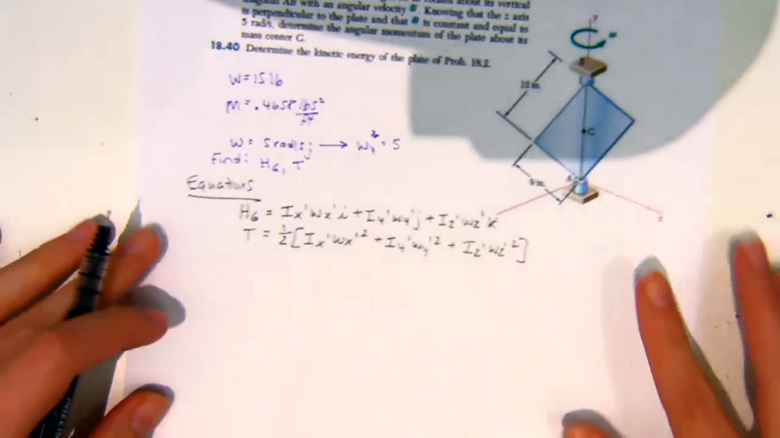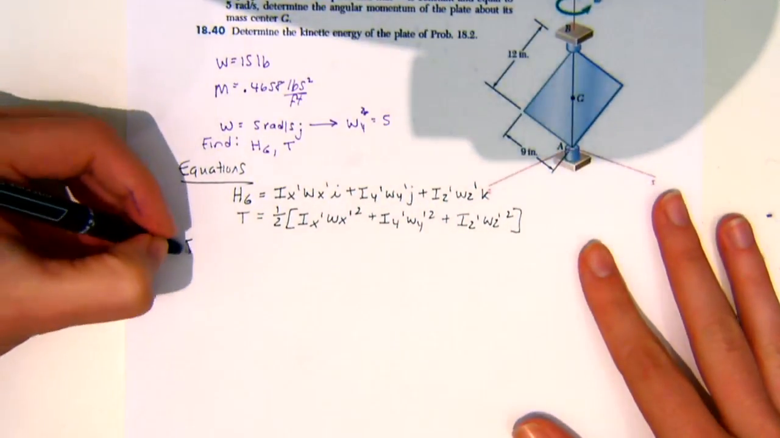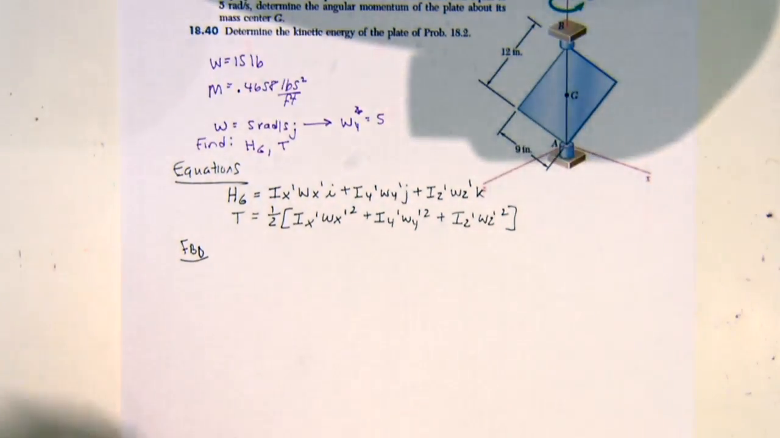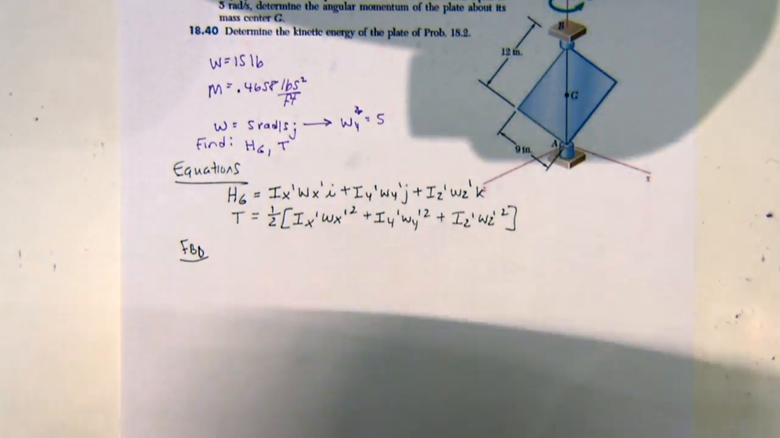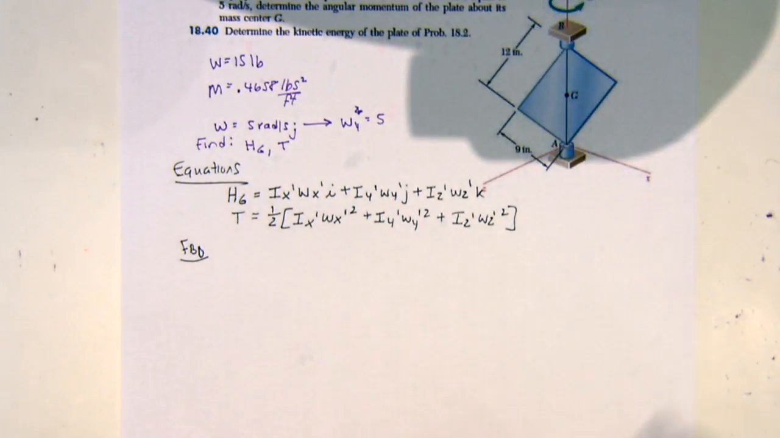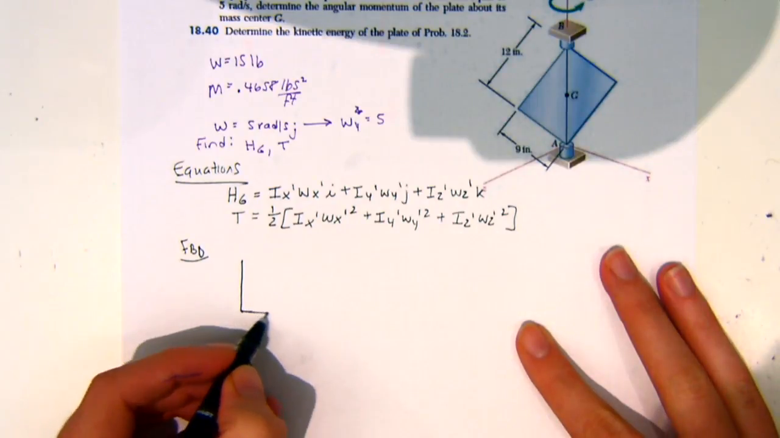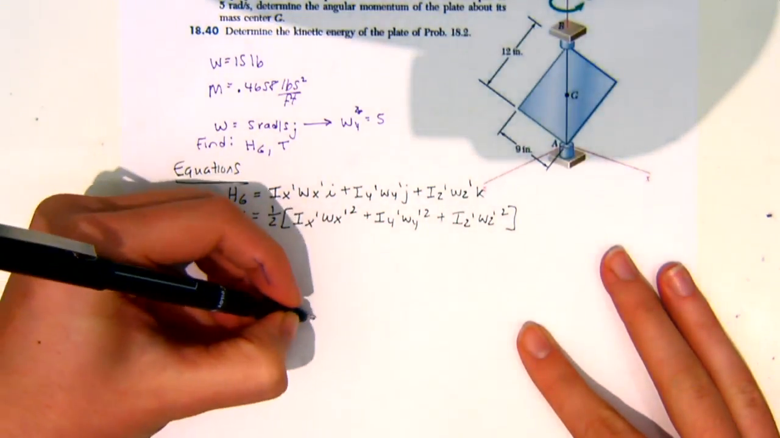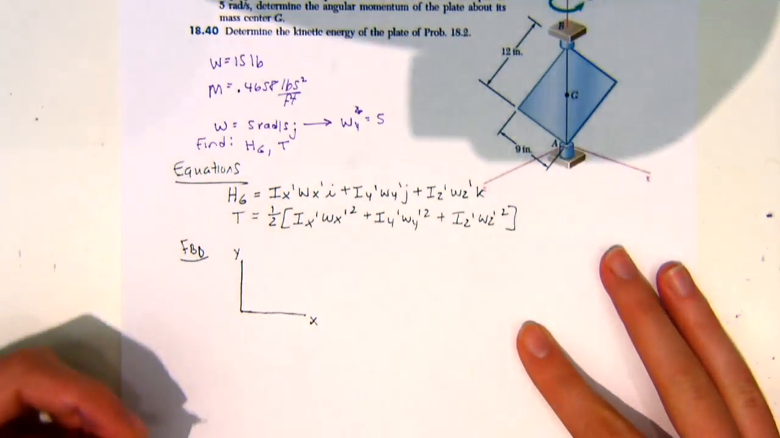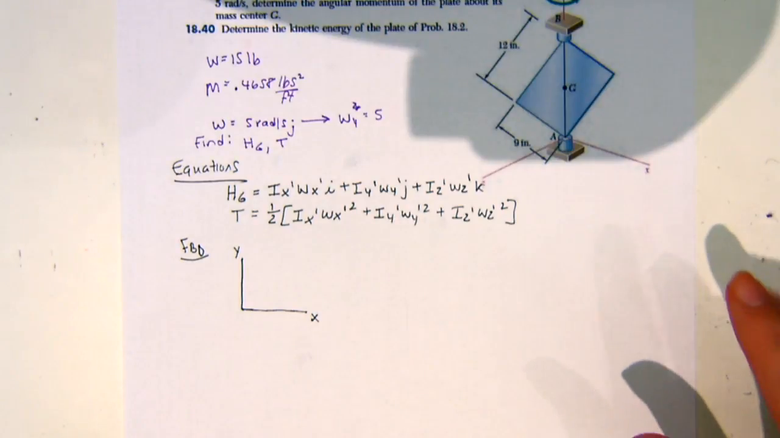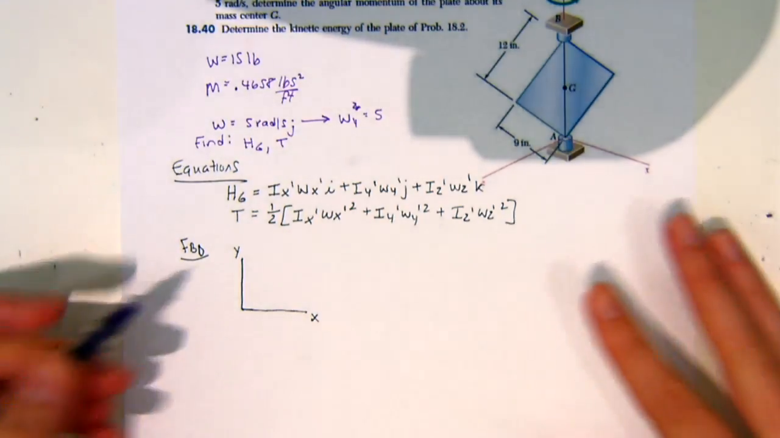So now that I have the equations written, I'm going to do my free body diagram. And so this is where I'm going to try to be very careful with this. So here are our standard x, y axes. And we know that this thing, I'm going to do my best to draw this.